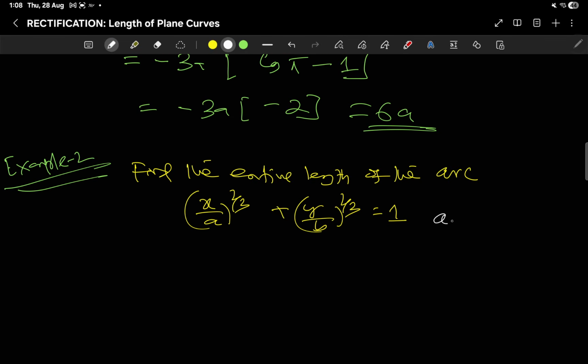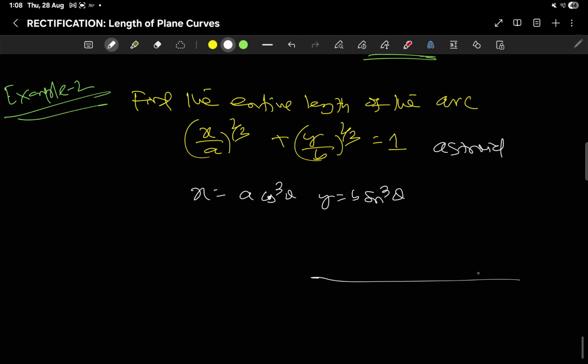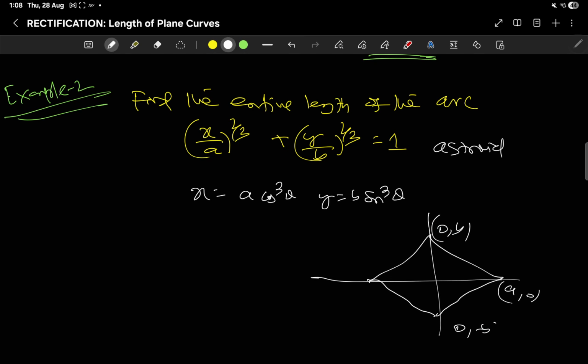Likewise, if you have one more question, in a similar line we have this curve. Okay, this is again an asteroid, right? This means you put x = a cos³θ, y = b sin³θ, and the asteroid here will be like this, and it is here (a, 0) and here (0, b), (0, −b), (−a, 0), in this way.